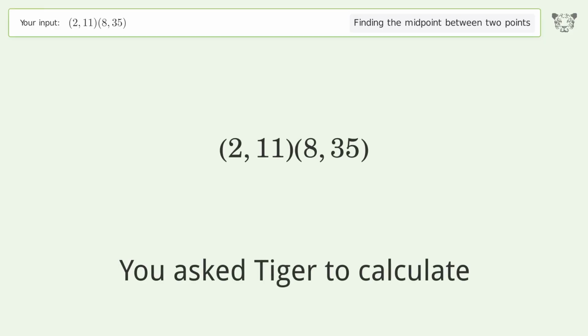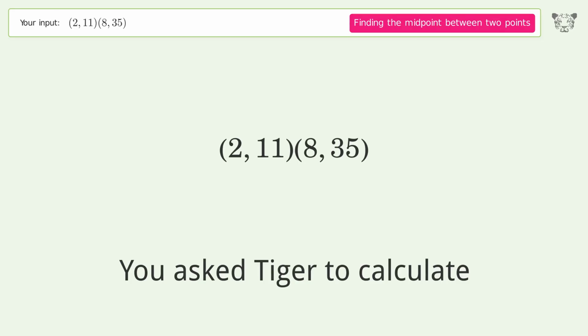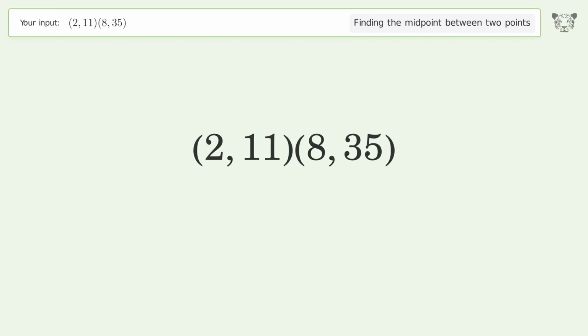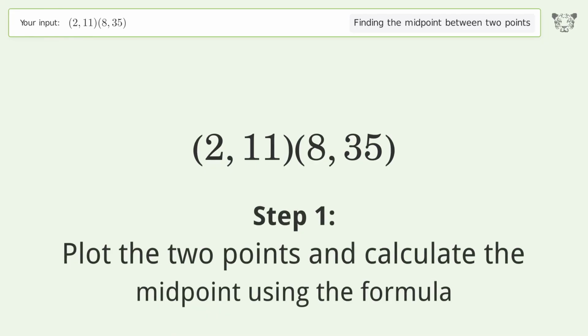You ask Tiger to calculate. This deals with finding the midpoint between 2 points. The midpoint between the 2 points is 5,23. Let's solve it step by step. Plot the 2 points and calculate the midpoint using the formula.